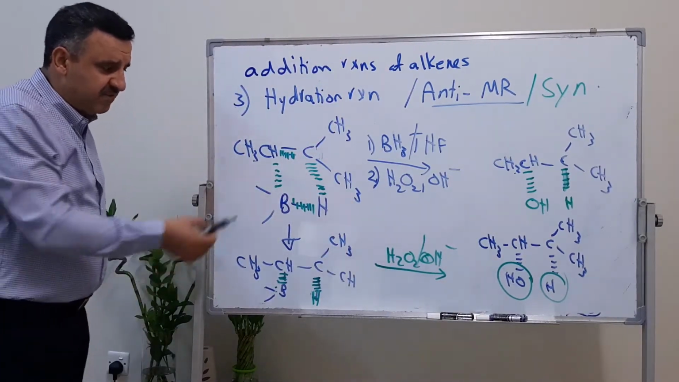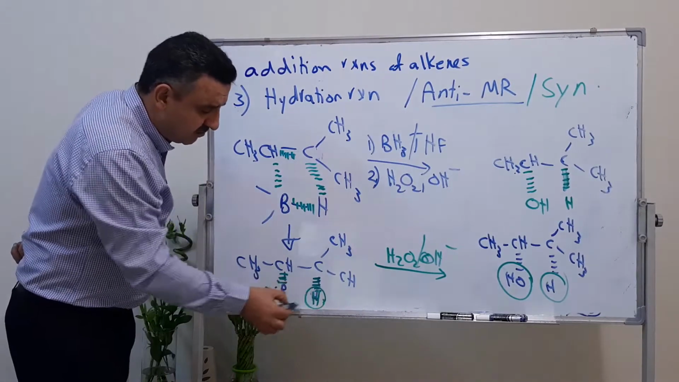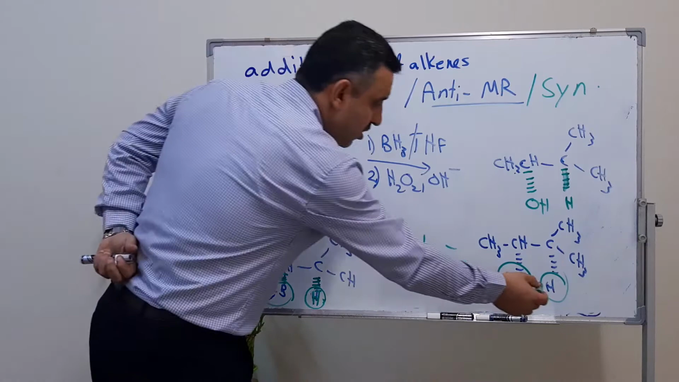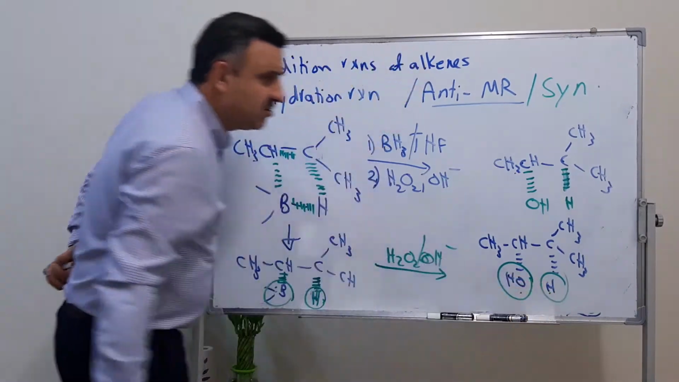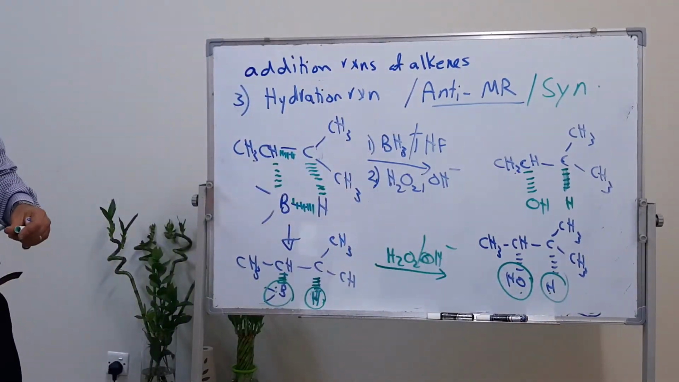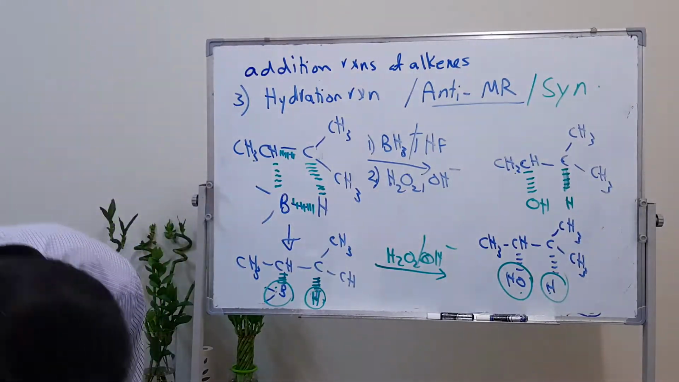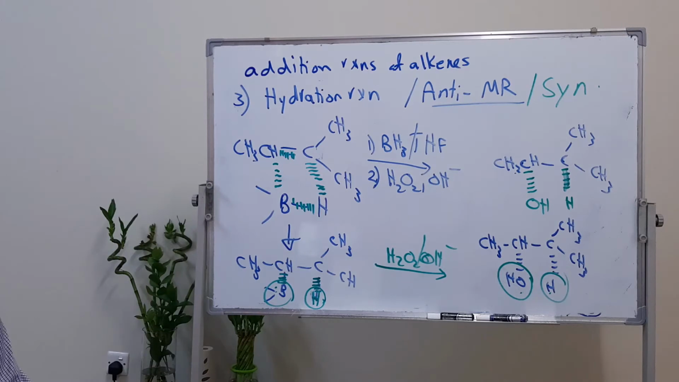And as you can see from the first step, hydrogen and boron added themselves from the same face. Therefore, we should end up with the hydrogen and the OH on the same face too. Do you follow me? Is that clear, guys? Is there any question about this reaction, about this anti-Markovnikov addition reaction?